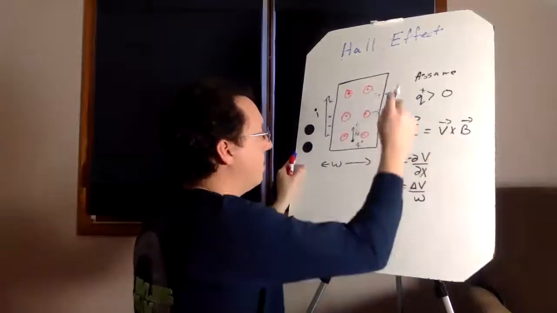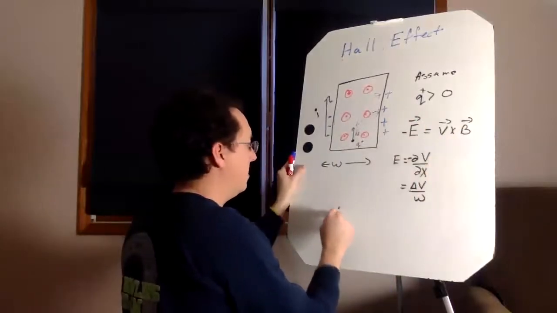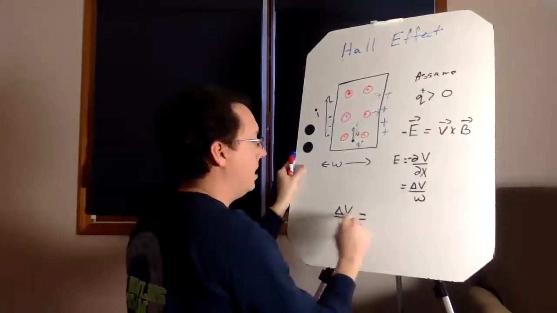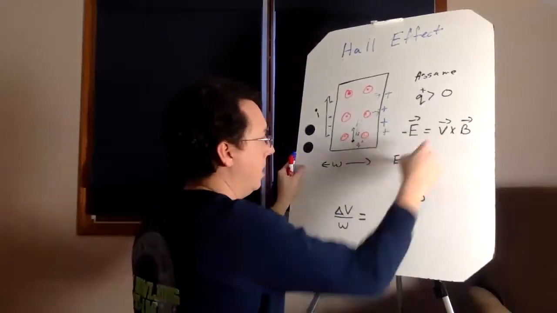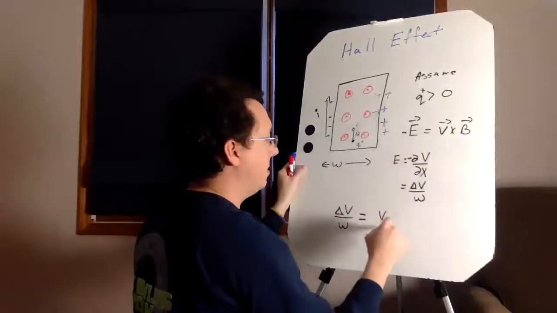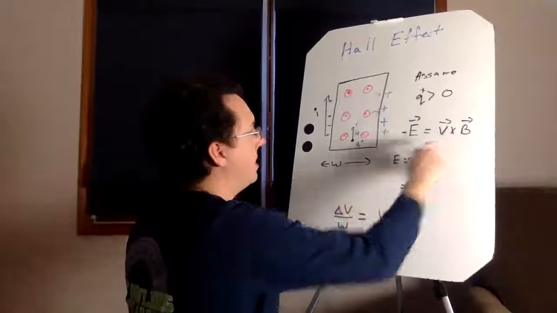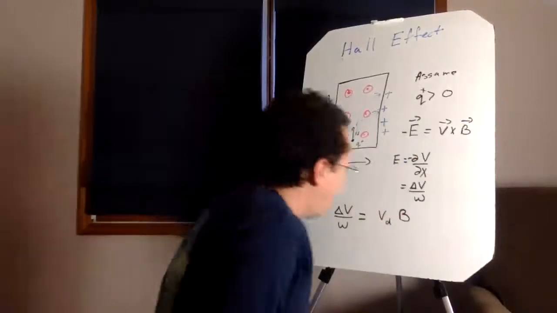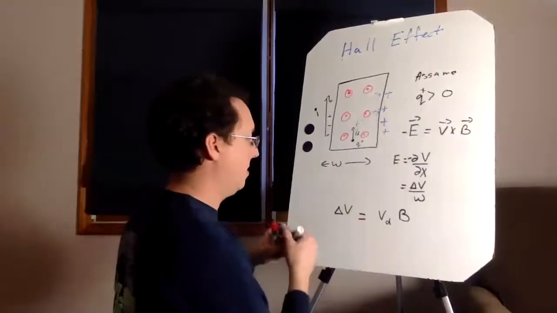So when I pull this all together, take the magnitude of everything, I would get that delta V divided by the width equals, well, I could write that as V drift, right? The velocity of each particle would be the drift velocity on average times the magnetic field. Because the velocity and magnetic field are perpendicular, there's no sine of theta to worry about. Okay, and oh, you can rearrange this if you want.